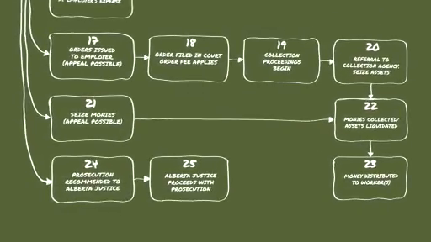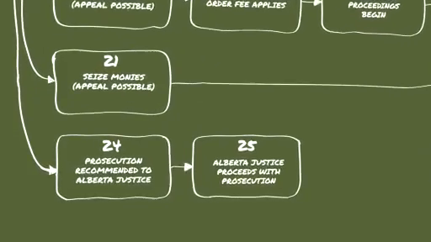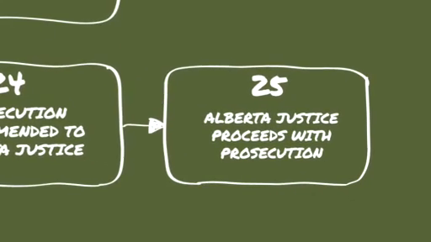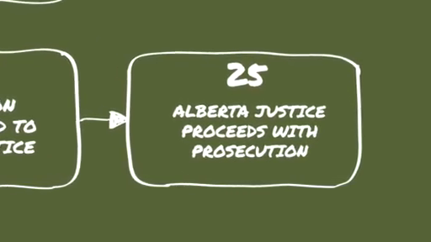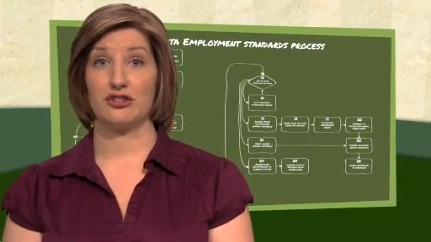In some cases, a recommendation for prosecution may be provided to Alberta Justice, along with all appropriate information. Alberta Justice reviews the provided information and makes a decision whether to proceed with civil prosecution in the Alberta courts. If so, the employer will be notified and court action will commence.